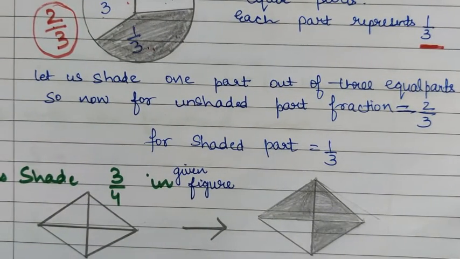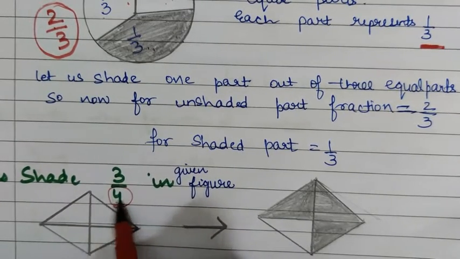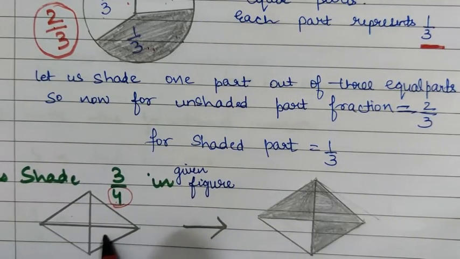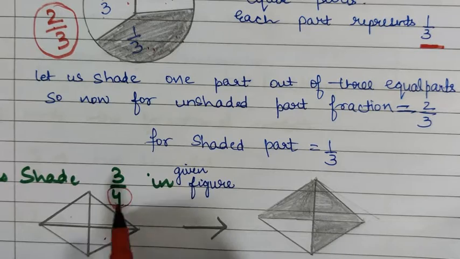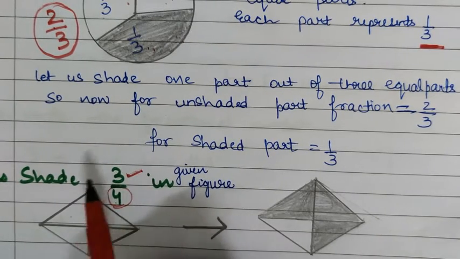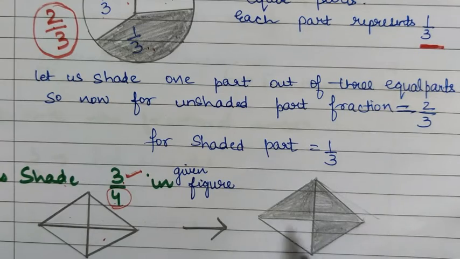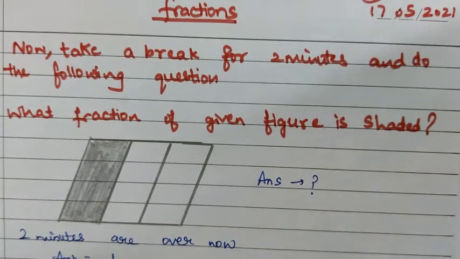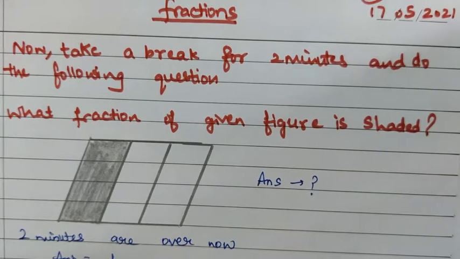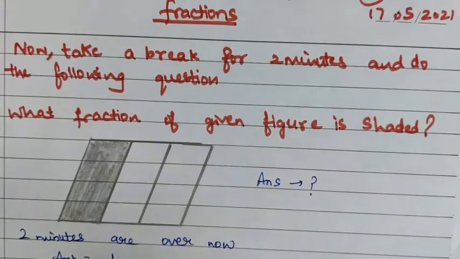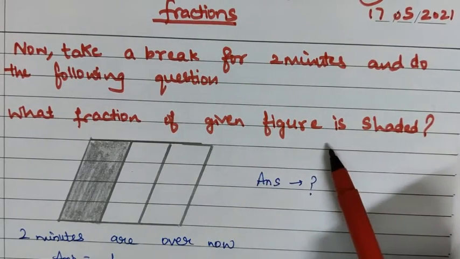Now, one question let us discuss. You have been given a figure and you have to shade 3 by 4 in the given figure. Now 4 represents the equal number of parts, total number of parts. 3 means we have to shade 3 parts. So you can shade any of the 3 parts. Clear? Now take a break for 2 minutes and do the following question. What fraction of given figure is shaded?